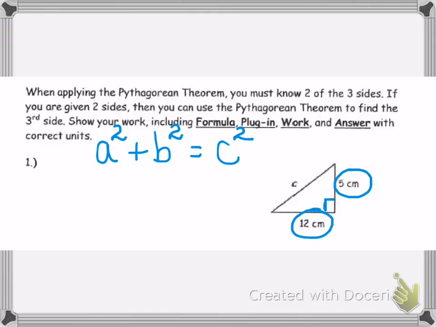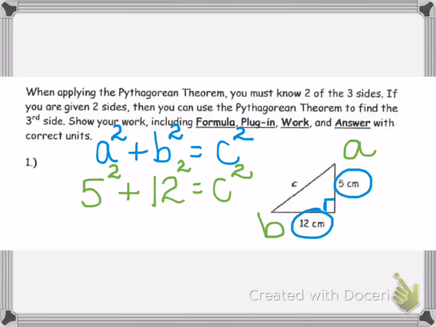Now I'm going to do my plug-in, where I plug in what I know about the triangle. We'll just call the leg of 5 centimeters leg a, and I know the length of the other leg, which is leg b. So I'm going to plug those into my formula. I've got 5 squared plus 12 squared equals c squared. I'm going to go ahead and find the squares of both of those values. So 5 squared gives me 25, 12 squared gives me 144, and again, I don't know what c is.